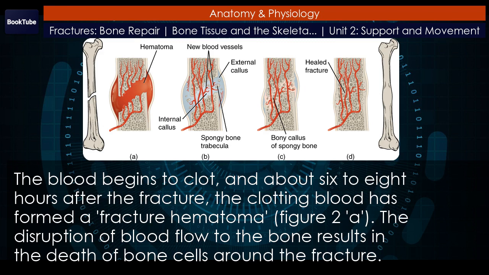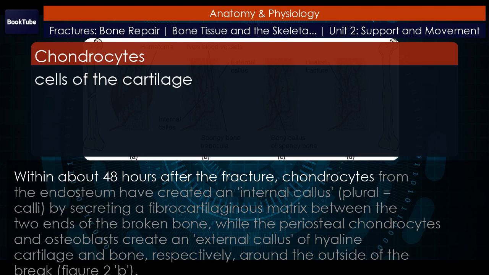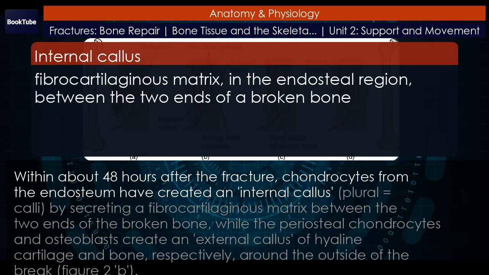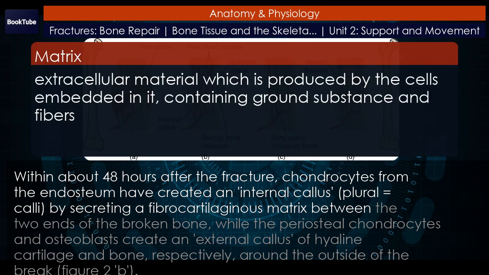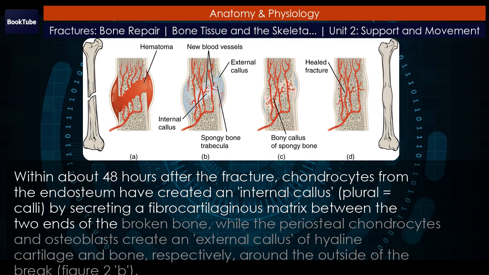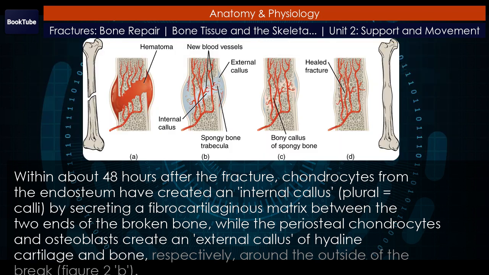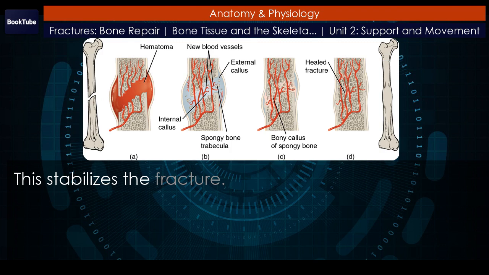Within about 48 hours after the fracture, chondrocytes from the endosteum have created an internal callus, plural calli, by secreting a fibrocartilaginous matrix between the two ends of the broken bone. While the periosteal chondrocytes and osteoblasts create an external callus of hyaline cartilage and bone, respectively, around the outside of the break. Figure 2b. This stabilizes the fracture.